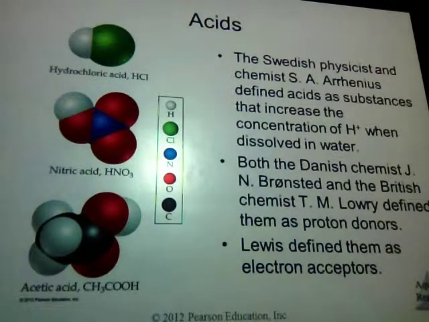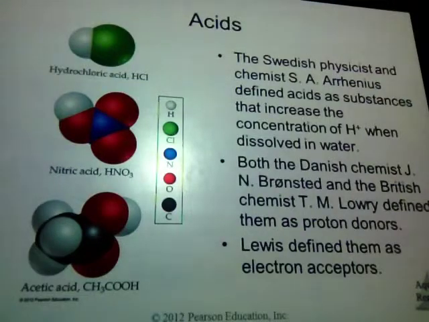Now, lastly, we have another theory about acids, and that's the Lewis theory. Lewis defined acids as electron acceptors. According to AP, right now, the only two theories of acids and bases that they're focusing on are Arrhenius and Bronsted-Lowry, with more of an emphasis on Bronsted-Lowry. Lewis isn't as accepted right now, but that may change. As long as you know that Lewis defined acids as electron acceptors, then we're good to go. The ones that are more important for your AP test are Arrhenius and then Bronsted-Lowry.